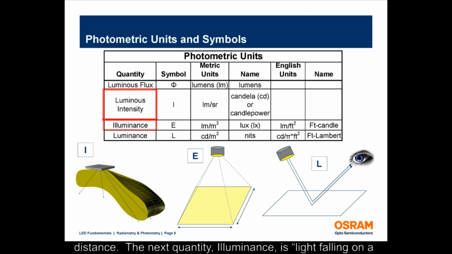The next quantity, illuminance, is light falling on a surface, with units of lumens per area. Finally, luminance is light from a surface in a direction. The units are lumens per area per solid angle. It is the perceived brightness.